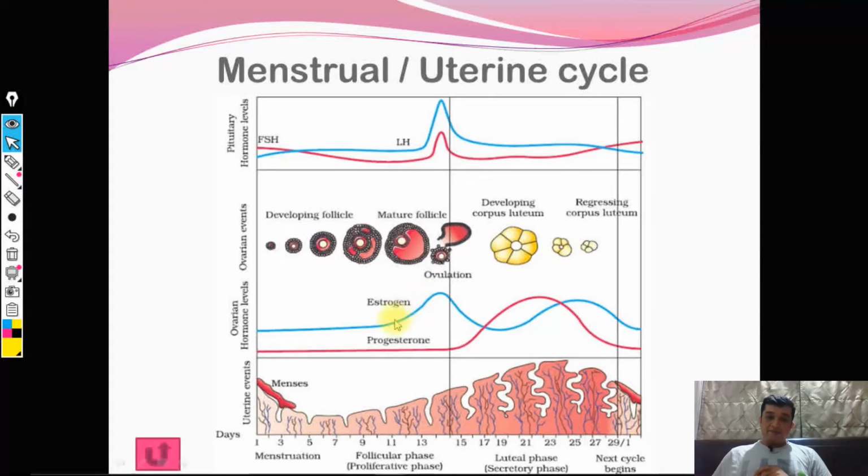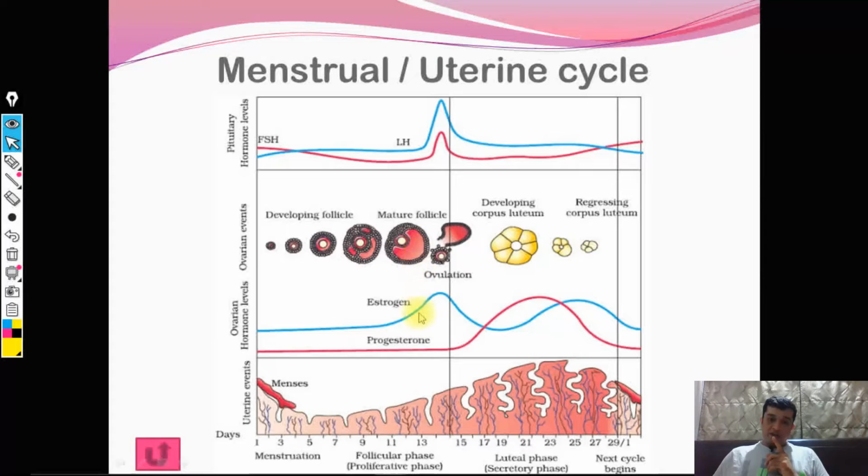But here just check, under the influence of FSH and estrogen, the level of FSH attains a peak, and the level of LH also takes a peak, right. Whenever there is the highest level of LH, FSH and estrogen, that leads to a characteristic event: the rupture of a mature follicle, and that leads to release of the secondary oocyte. This we call ovulation.